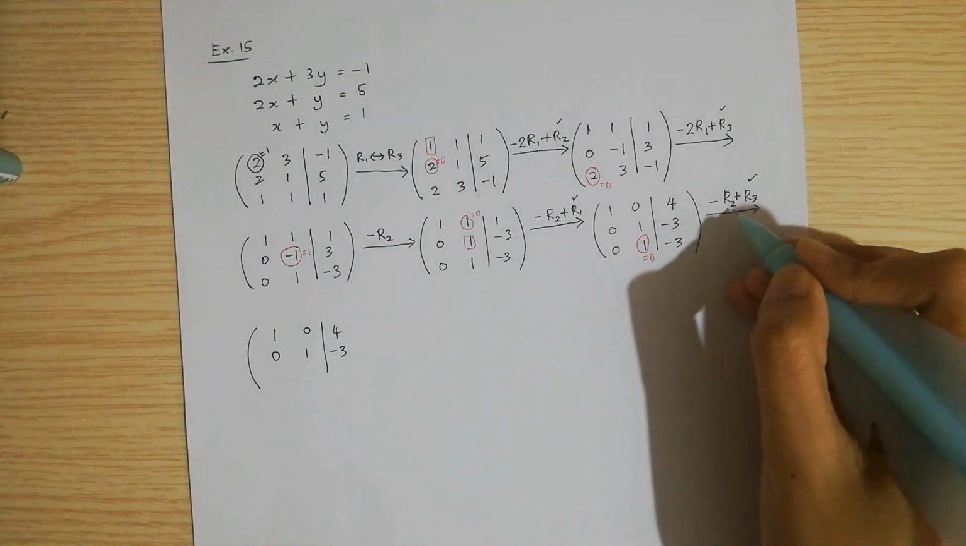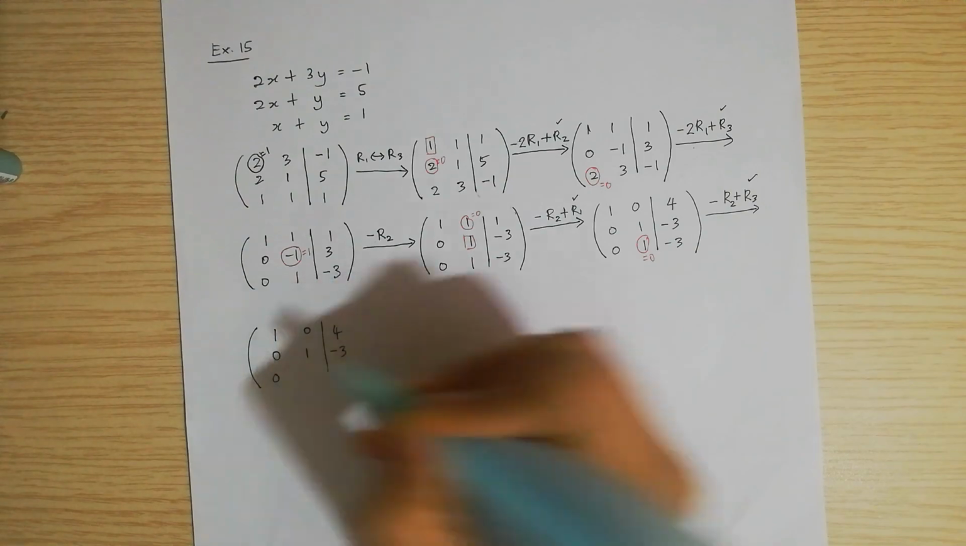Okay, so negative row 2 plus row 3, again as I mentioned, by right is still 0, but you can always check that.